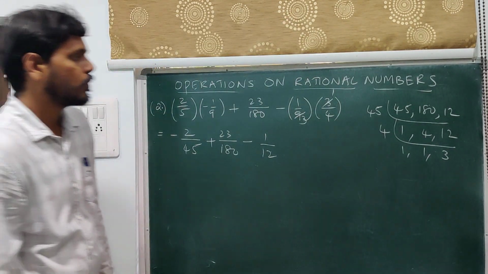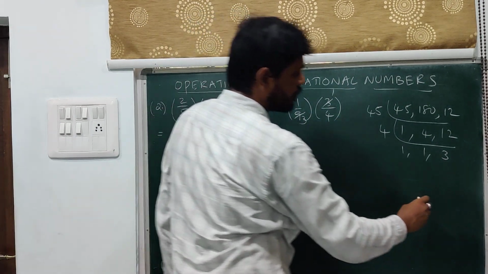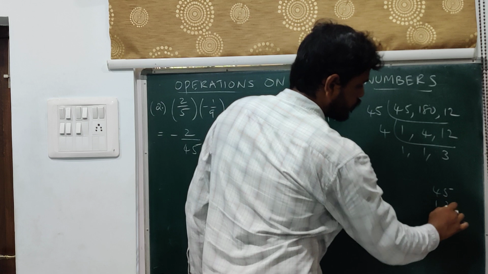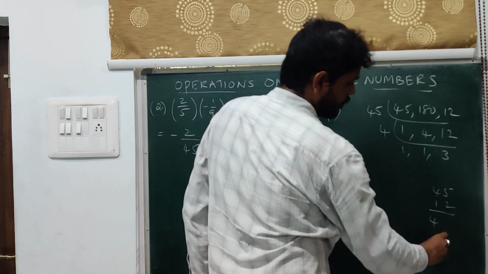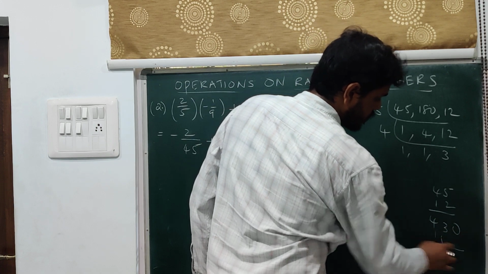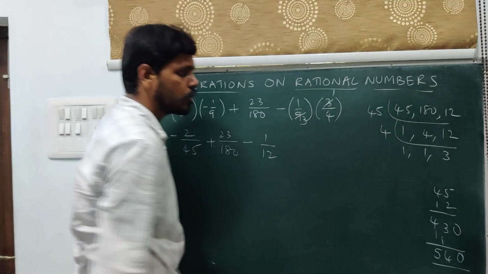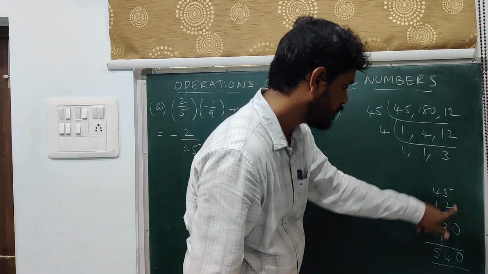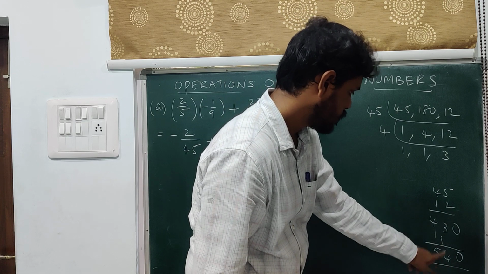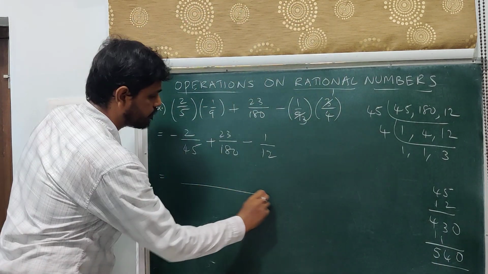So finally what do you get? 45 into 4 into 1 into 1. That is basically 45 into 12. 1 4s are 4, 4 2s are 8, 8 plus 5 is 13, 5 2s are 10. So this is 540. That is what we get. So the LCM is 540. Take the LCM.